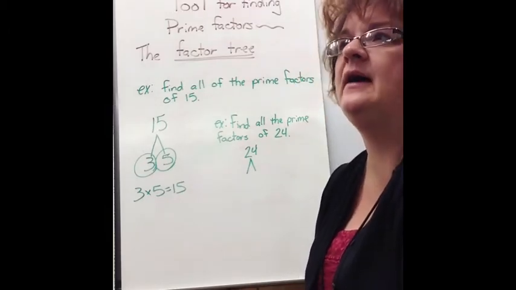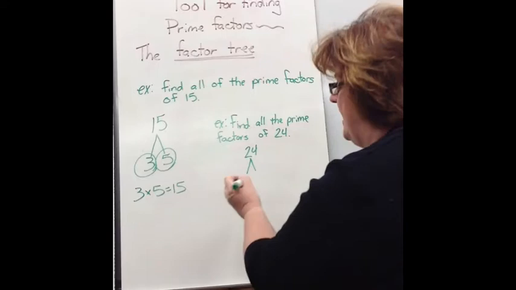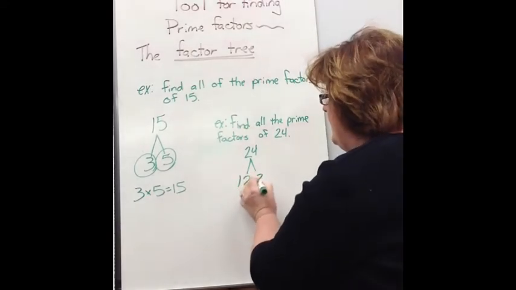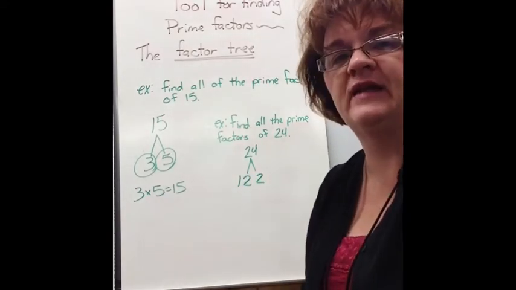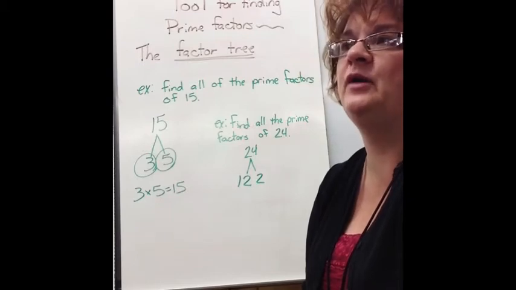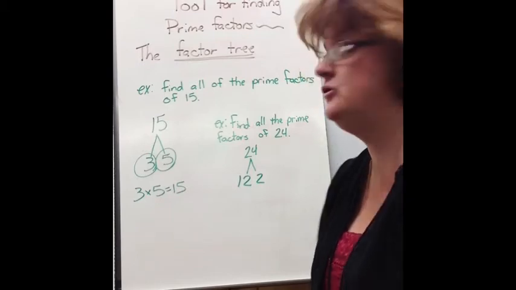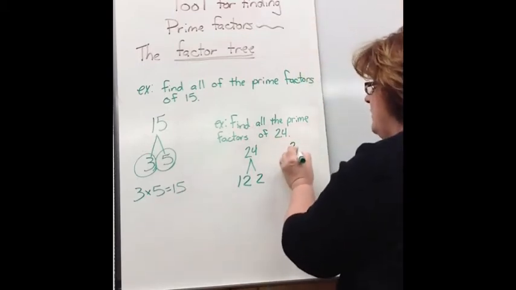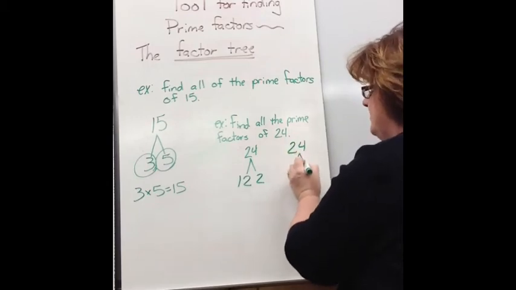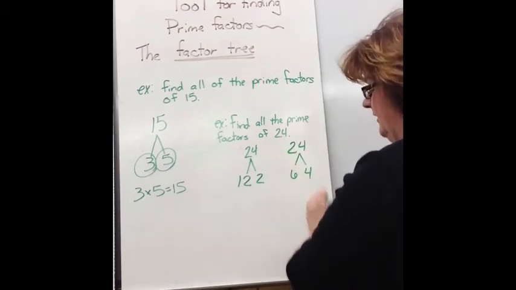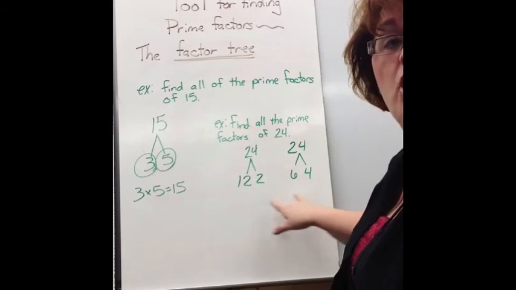I know that 12 times 2 is 24. Now it doesn't matter if you break this into 12 and 2 or if you decide to break it a different way. There are many other ways you could break it. Let's go ahead and do another one over here. Maybe you wanted to break it into 6 and 4. Okay, both of these are correct.